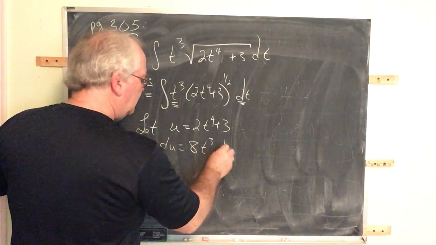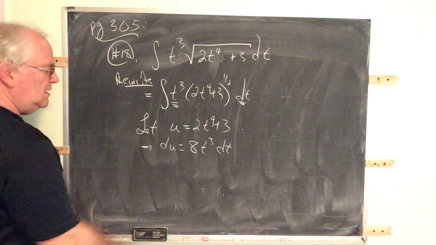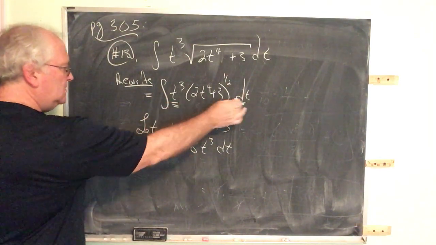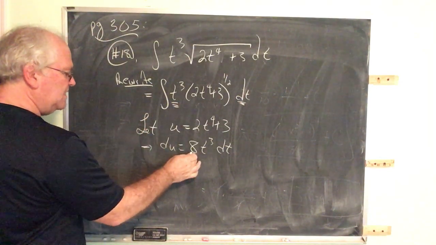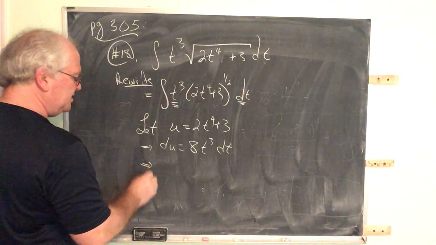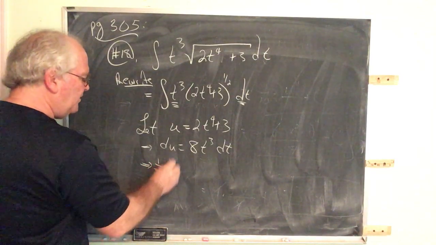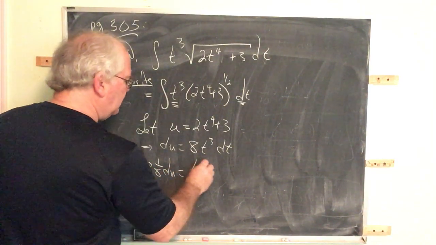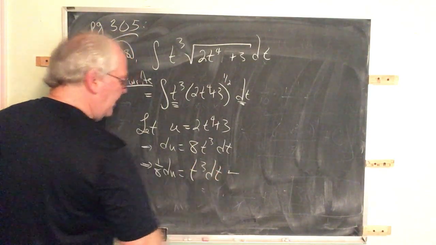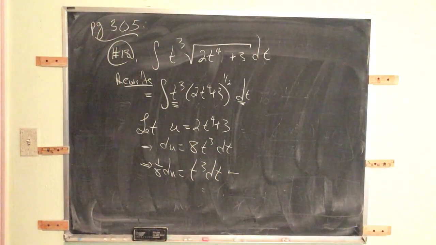to the 3rd dt. I don't want 8. I only want t to the 3rd. So can we get rid of this 8? Yeah, this is the same problem as number 16, isn't it? 1/8 du is equal to t to the 3rd dt, and the substitution is exact.